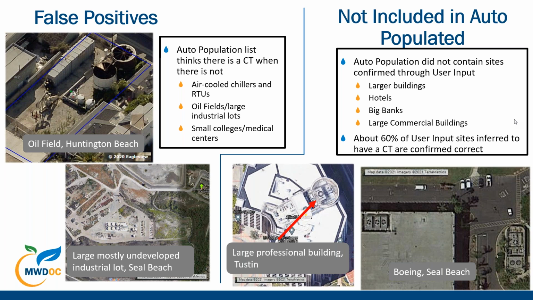On the right were some sites that the AutoPop list had missed, and these had pretty clear, obvious cooling towers. It missed some of the hotels, large commercial buildings, big banks, and again, that user input list, which came from that CoStar database, really was more accurate and had a lot more of these big cooling tower sites. So you can go to the next slide.